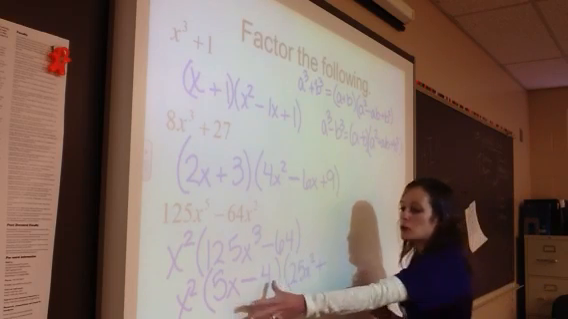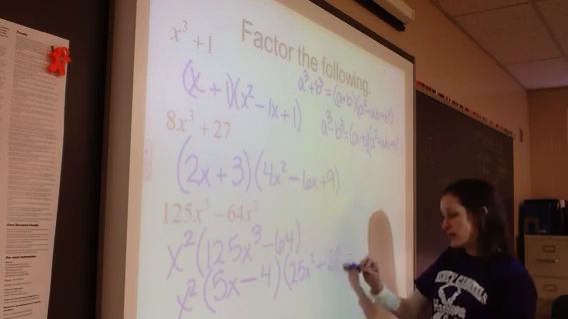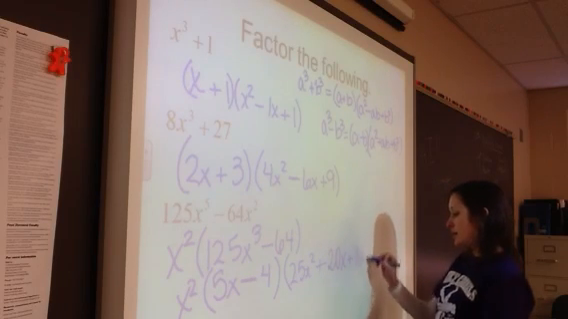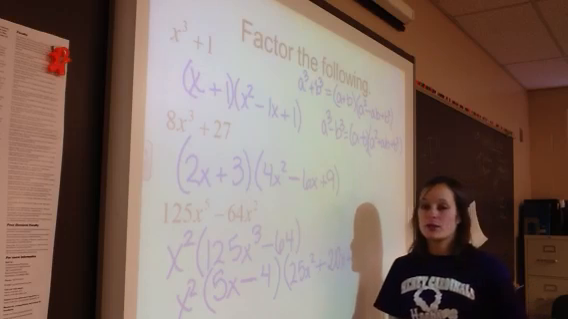So plus, multiply the two, you get 20x. Add on that squared, and you get plus 16. And there is your factoring problems.